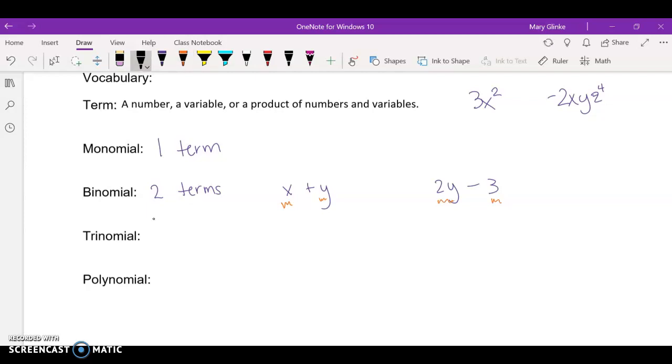A trinomial, think of that prefix tri means three. So a trinomial means that something has three terms. So there are three separate parts to it, separated by addition or subtraction.